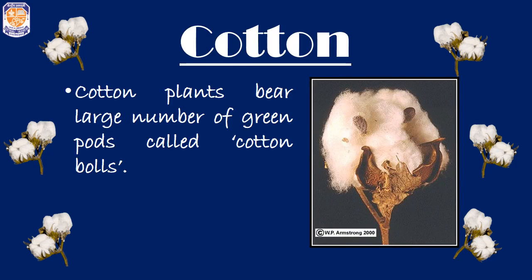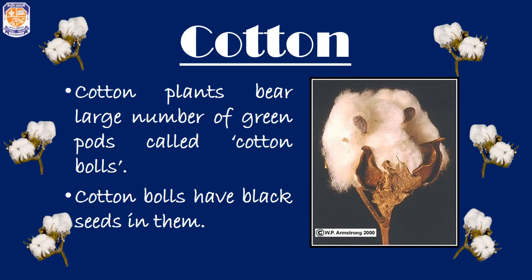Cotton plants bear a large number of green pods called cotton balls. So initially they are covered with a green colored layer, and after when they mature, the green colored layer turns into brown and it bursts to expose the white colored fibers. So cotton balls have black seeds in them which need to be separated before yarns are made.